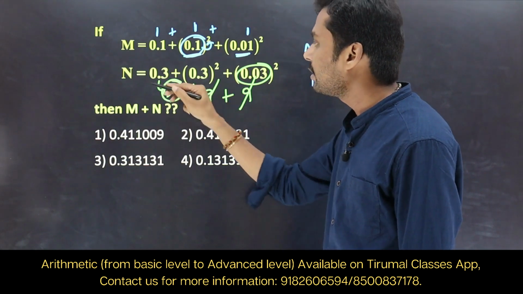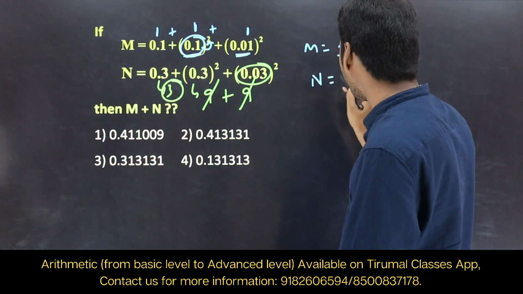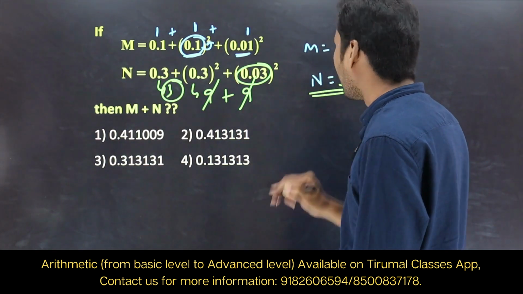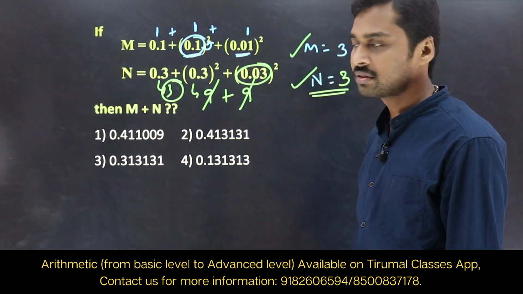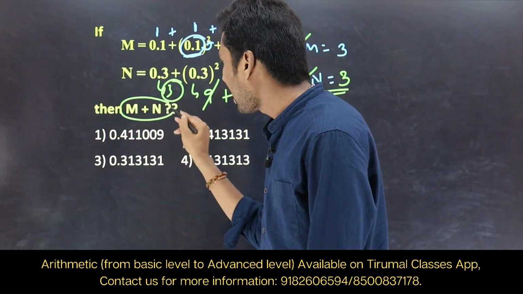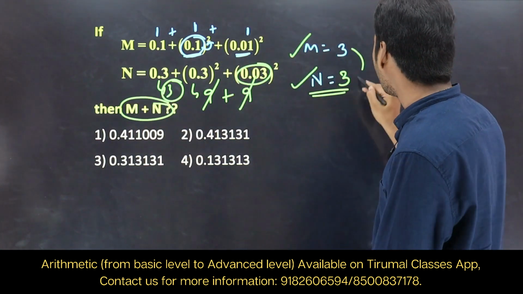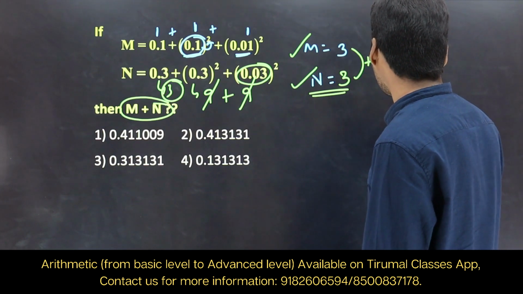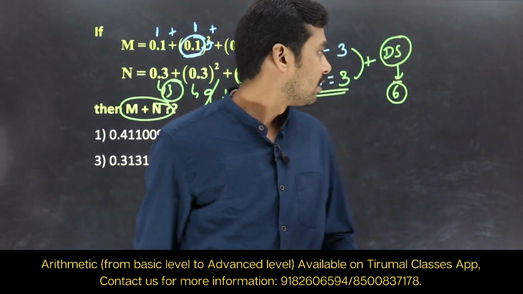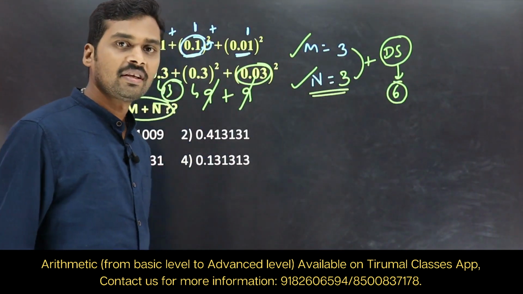So what is the remaining number we have left with? 3. So that means that what is the n value? N DS value is 3. The DS of m is 3. The DS of n is 3. Now we have to find out the m plus n value. What is m plus n DS value? The DS value of m plus n is what? 3 plus 3 means that 6. Right? M plus n is equal to 3 plus 3 is equal to 6.